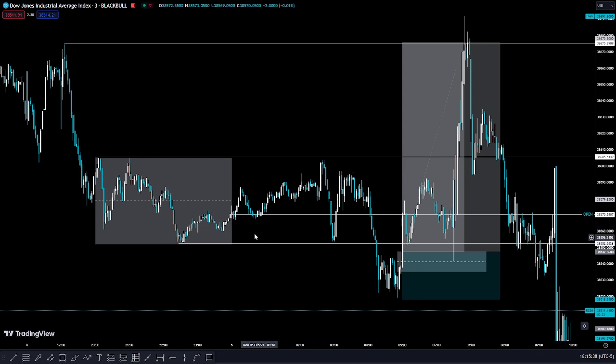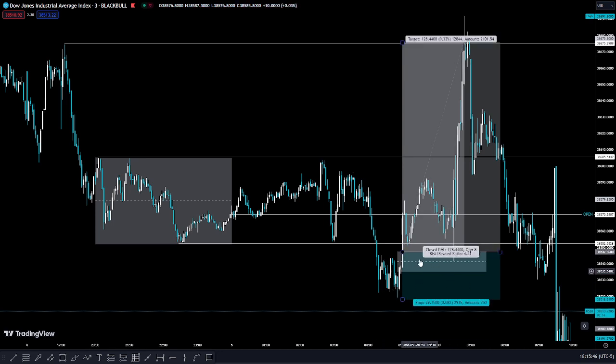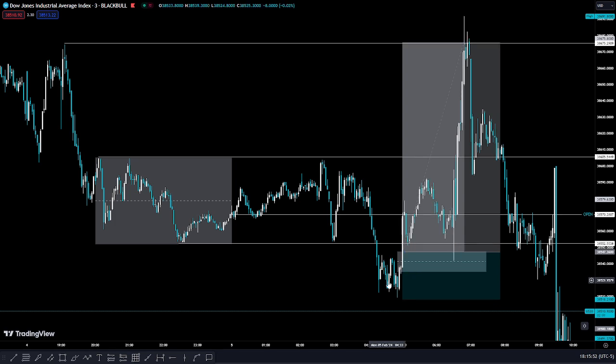Remember your open, we are below the open. So I said you only buy below the open, right? So I was looking for a buy setup. Then I'm looking for a market structure shift now.